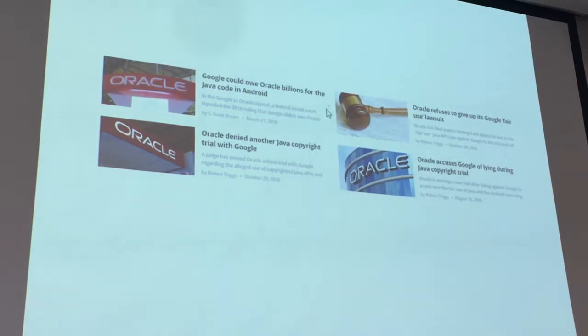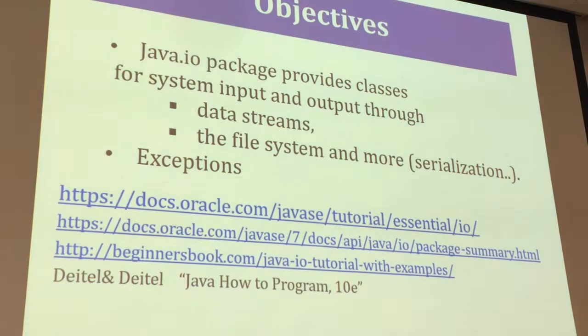Anyway, Google and Oracle are fighting over Java copyright. So this is something where it's good to know. Probably you have seen that there were some other issues, software in Volkswagen case.